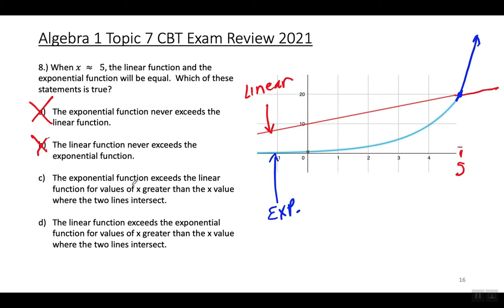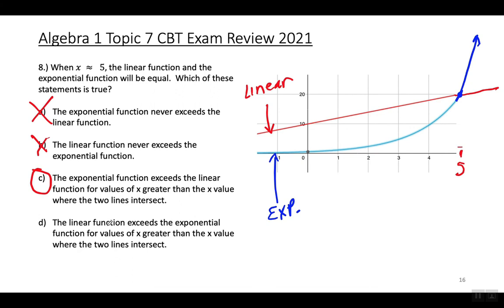Letter C, the exponential function exceeds the linear function for values of x greater than the x value where the two lines intersect. I'll say it again. The exponential function, which is the blue line, exceeds the linear function for values of x that are greater than the x value where the two lines intersect. For values of x greater than this one, when we go more to the right, the exponential function exceeds the linear function. So this one is correct. I think that's pretty easy.